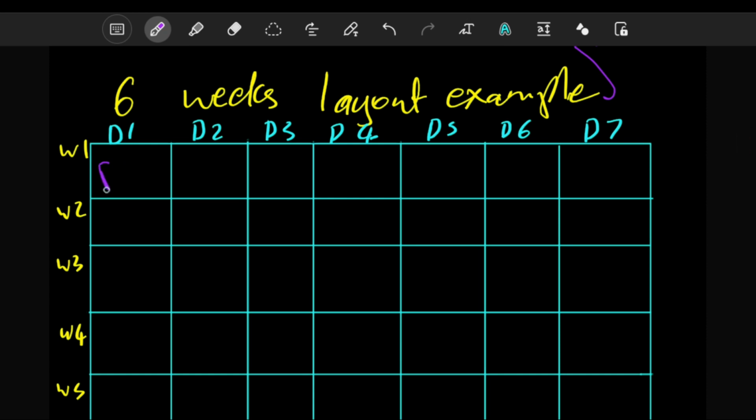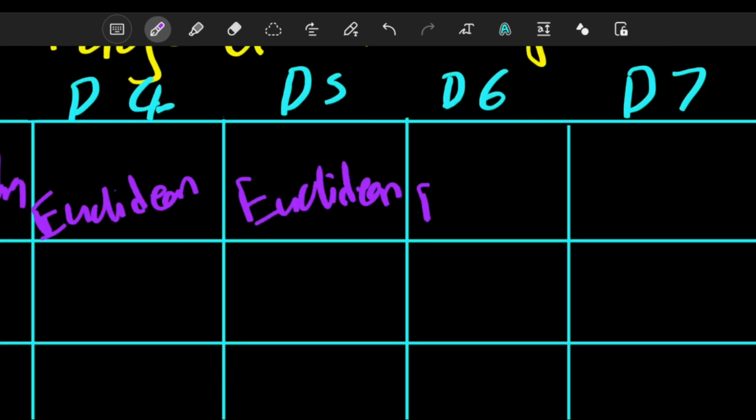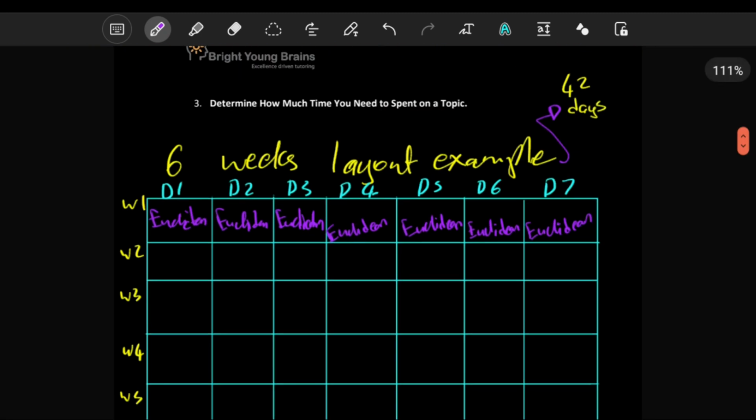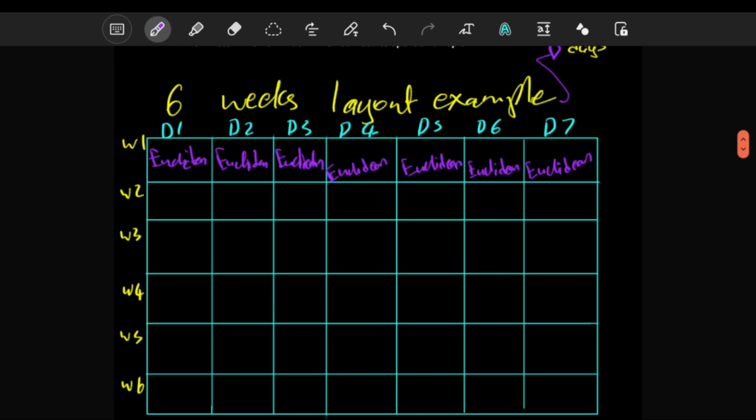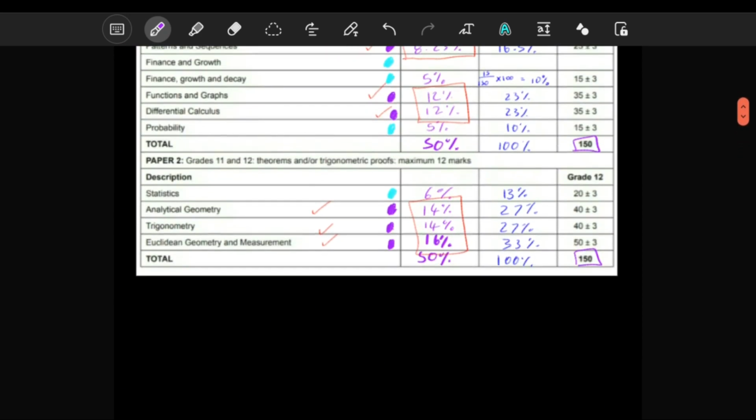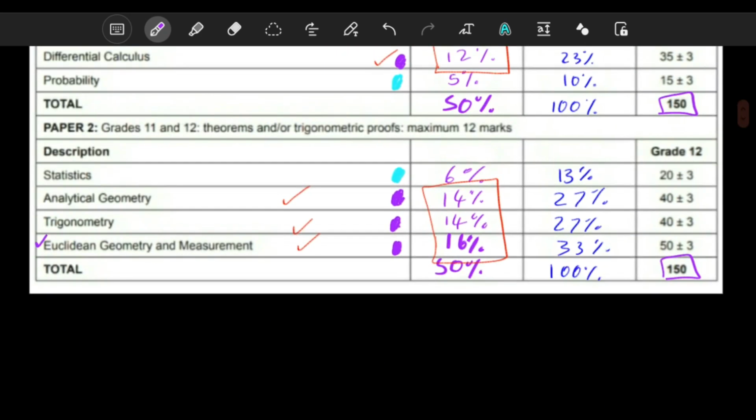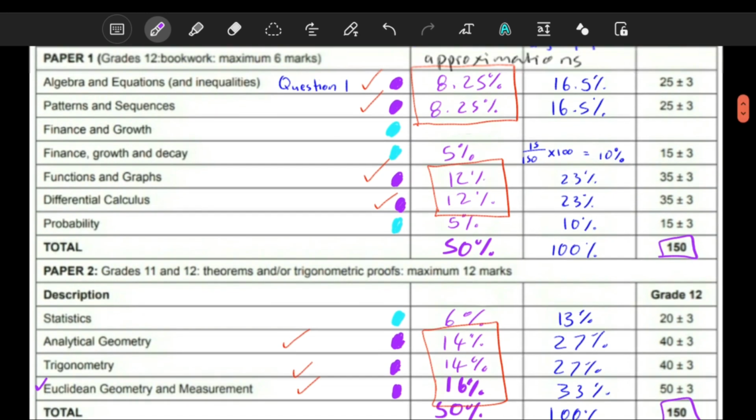So here you would have Euclidean geo. There we go. Euclidean geometry throughout the first 7 days. So you know that you would have taken into account Euclidean geometry. Now maybe you want to go to a paper 1 topic.